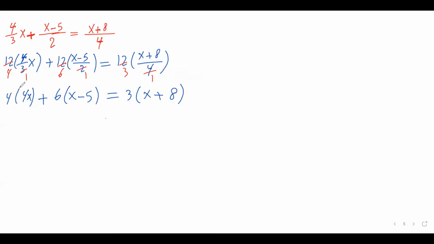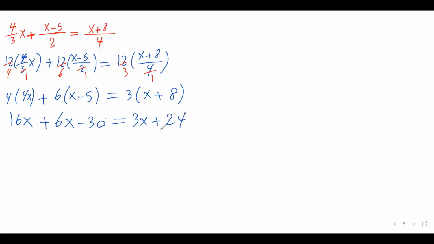Now let's just distribute these values into the brackets. So 4 times 4x, that's 16x plus 6x, 6 times x is 6x, 6 times negative 5, that's negative 30, equals, on the right side of the equation, I have 3 times x, which is 3x, and 3 times 8, which is 24, positive 24.